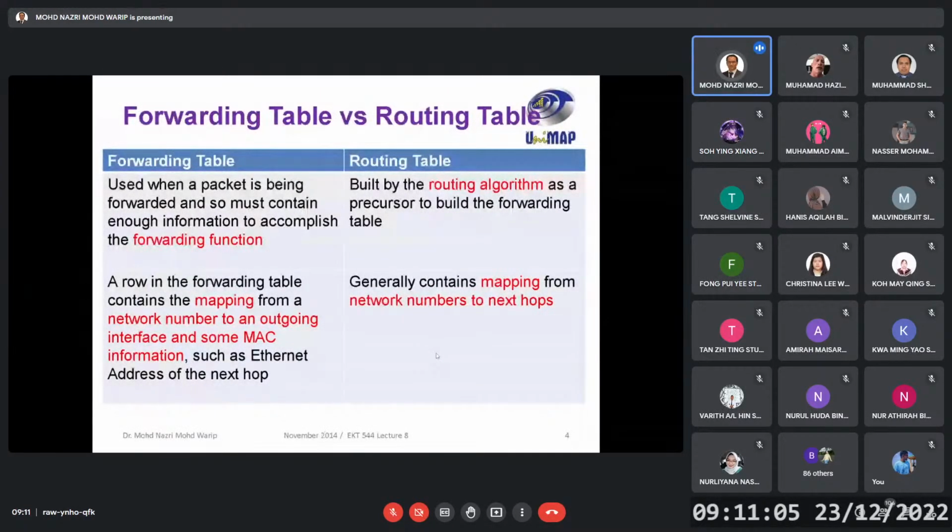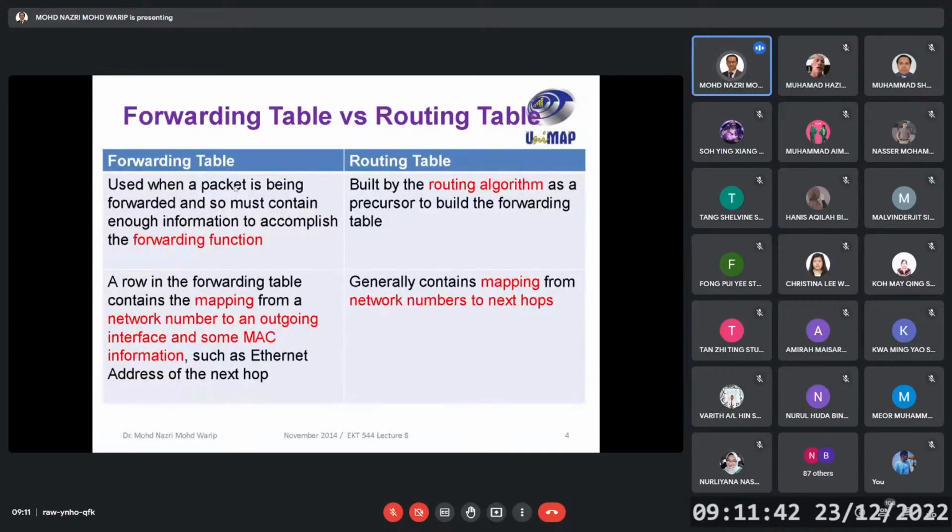Forwarding table versus routing table. What is the difference between the forwarding table and the routing table? The forwarding table is used when a packet is being forwarded and so must contain enough information to accomplish the forwarding function. A row in the forwarding table contains the mapping from a network number to an outgoing interface and some MAC information. MAC is medium access control information, such as the Ethernet address of the network.